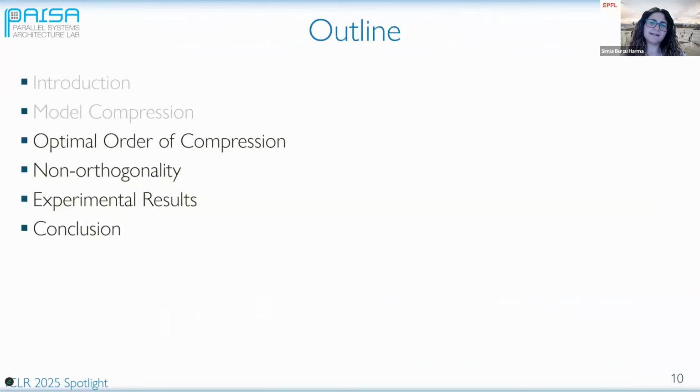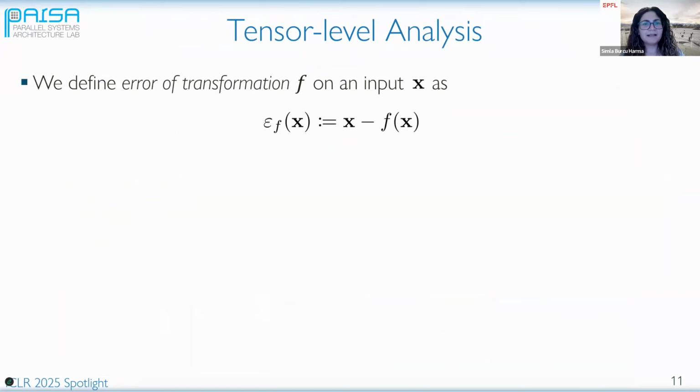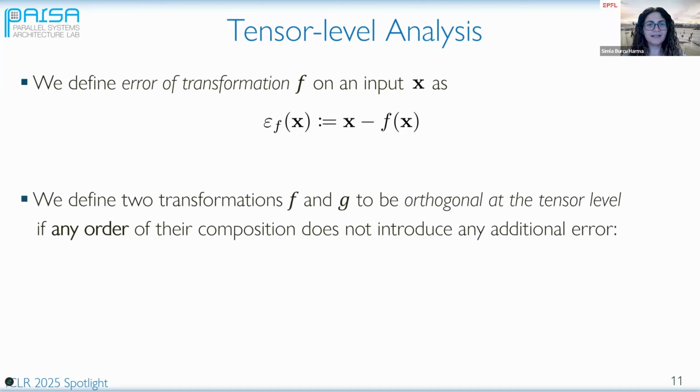With this background in place, let's move to our main theoretical analysis, starting at the tensor level and moving toward dot product interactions. We begin by defining the error of transformation f on an input x. And this is the basis for analyzing how sparsity and quantization interact when applied in different orders. And this error is defined as the difference between the original tensor and f of x, which is the output of the transformation.